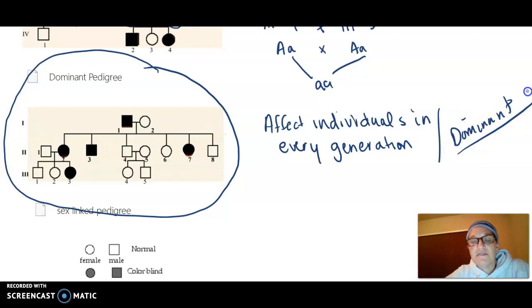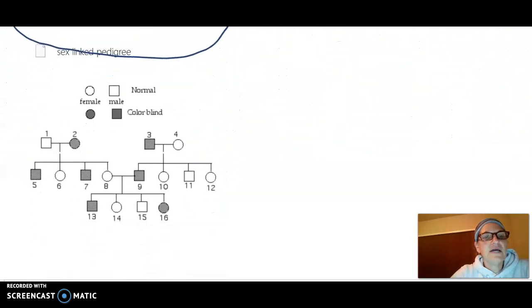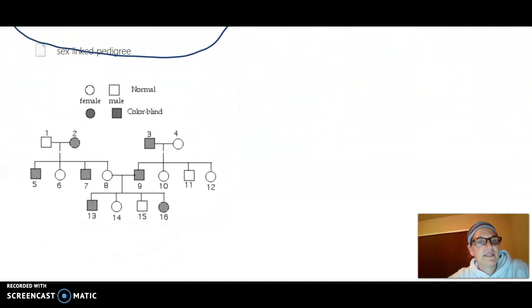And so on the quiz, I'm going to give you some of these pedigrees, and I'm going to ask you, is it dominant? Is it recessive? Is it sex-linked? And so the last one that we'll look at again is the sex-linked. Colorblindness is sex-linked.